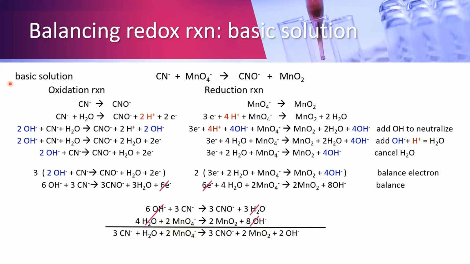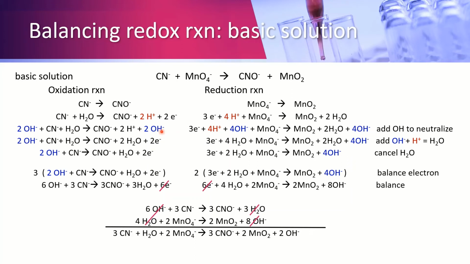Now let us balance another redox reaction in basic solution. And the equation is CN negative plus MnO4 negative 1 to produce CNO negative 1 plus MnO2. Now, we use the half reaction method. Oxidation reaction is CN negative to produce CNO negative. Now, to balance the number of oxygen, you add water. And to balance the number of hydrogen, you add H positive. And to balance the charge, you add electrons. Now, to neutralize, you add OH negative on both sides: 2 OH negative at the left and 2 OH negative at the right.